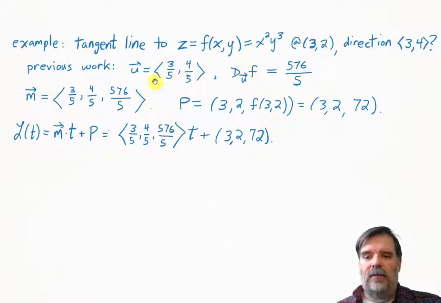Well, that means we know our slope vector. It's the components of u, so 3/5, 4/5, and the directional derivative, 576/5, so it's a pretty steep hill. And then the point, well, we have our given x value 3, our given y value 2. Plug these into f, we'll find that the corresponding z value is 72. Then we just assemble the pieces into the equation of a parametric line. And that's the equation of the tangent line in the direction (3, 4).